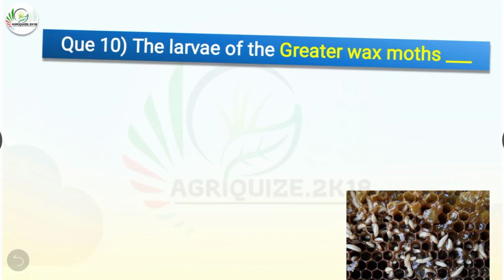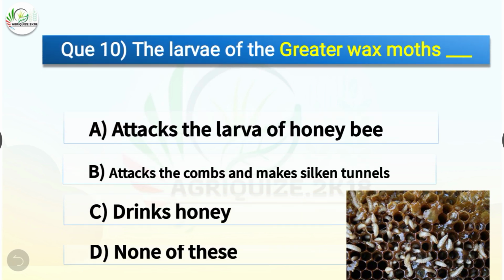Question number 10. The larvae of the greater wax moth dash. The options are attacks the larvae of honeybee, attacks the combs and makes silken tunnels, drinks honey, or none of these. The correct answer is option B, attacks the combs and makes silken tunnels. So the larvae of the greater wax moth attacks the combs and makes silken tunnel. The greater wax moth is considered as one of the most important pests of the honeybee products owing to the destructive feeding habit of its larva, and the damage occurs as the larva creates silk-lined tunnels through the hexagonal cell walls and over the comb surface.